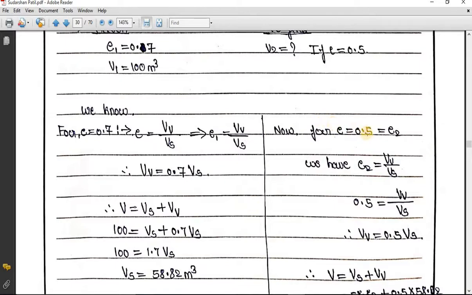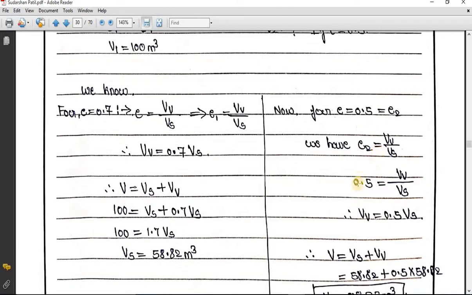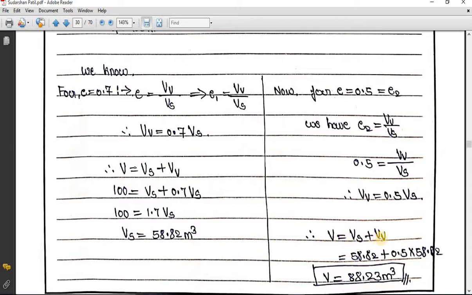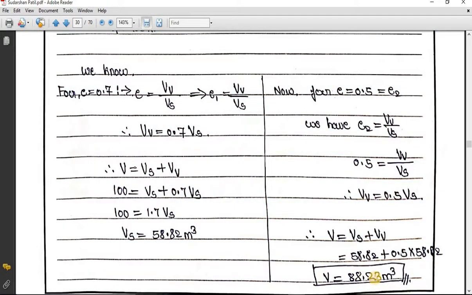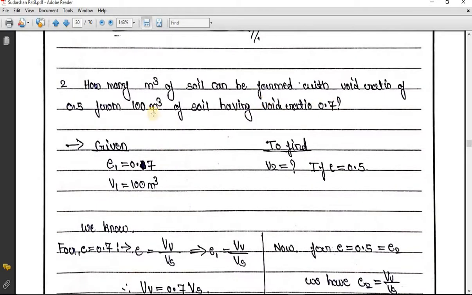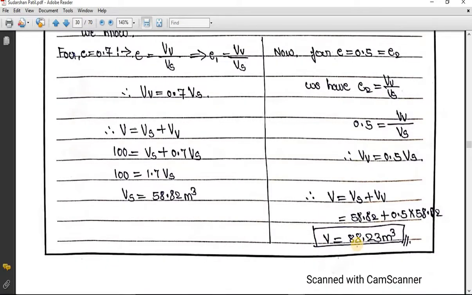So now you can see e is equal to 0.5 I am going to consider, and I am going to find out total volume. So e is equal to 0.5, volume of voids divided by volume of soil solids. So if I consider this relation, Vv is equal to 0.5 Vs. So total V is equal to Vs plus Vv. So Vs is equal to 58.82 plus Vv is equal to 0.5 into 58.82. So this relation I have considered. So total volume I am going to get as 88.23 meter cube. So you can see, as void ratio decreases, volume also decreases.